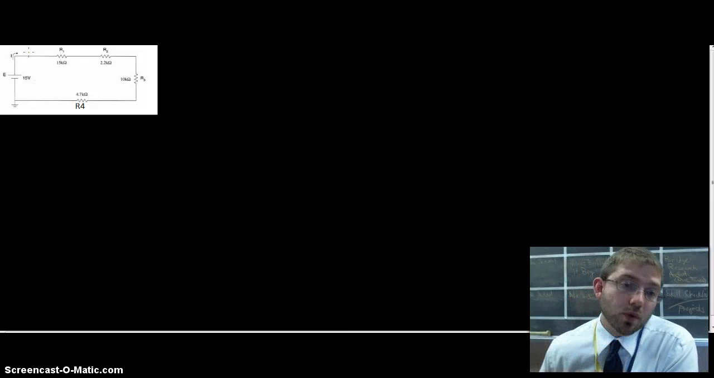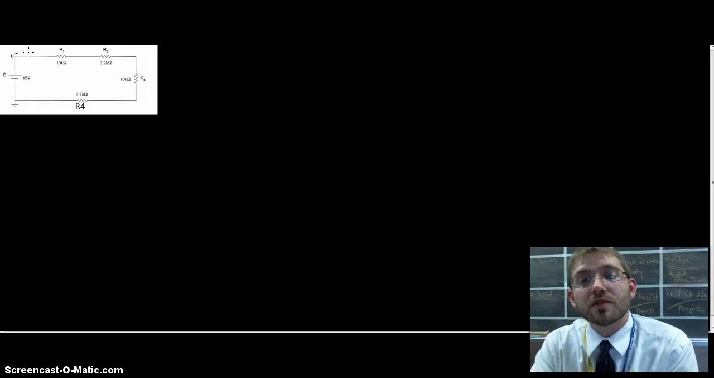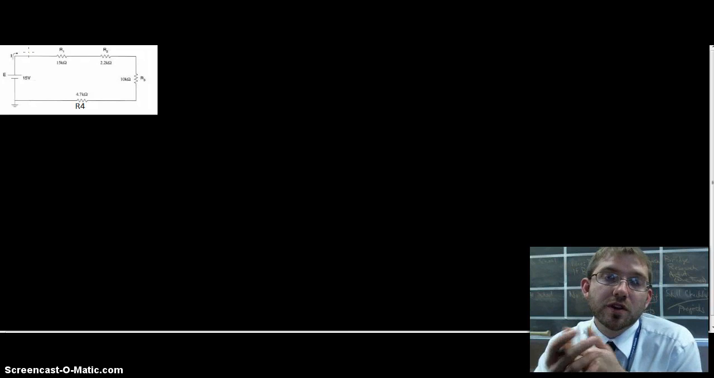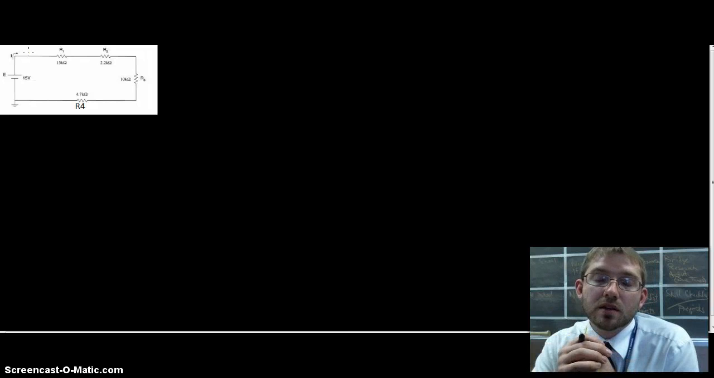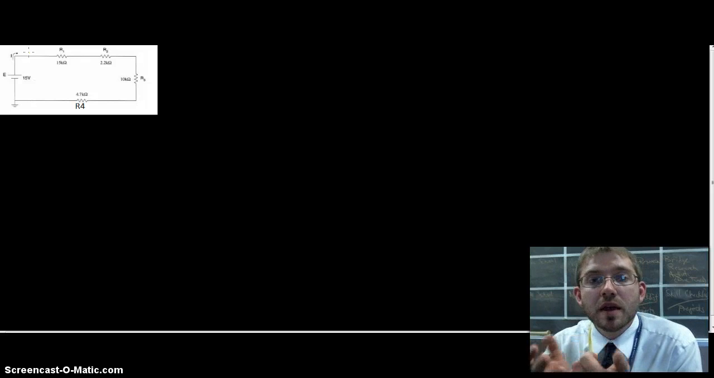And if this were a real circuit and it was constructed to these specifications, we could take a few readings using our voltmeter. If we had to figure out the current, we would put the DMM, digital multimeter, in series with the circuit, measure the current flow through the circuit, and have that value.